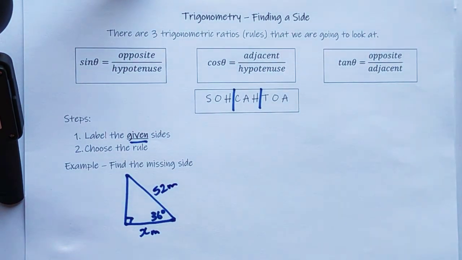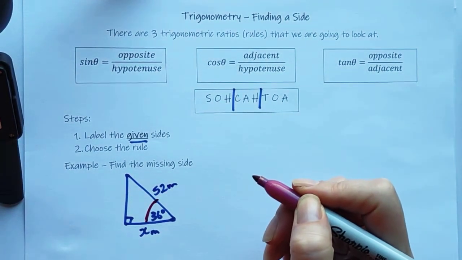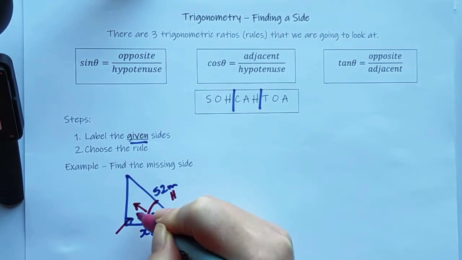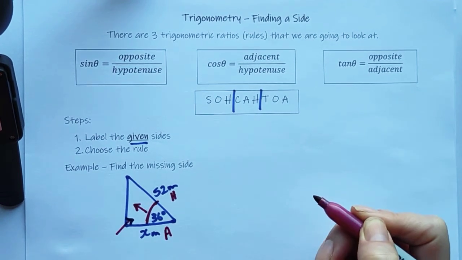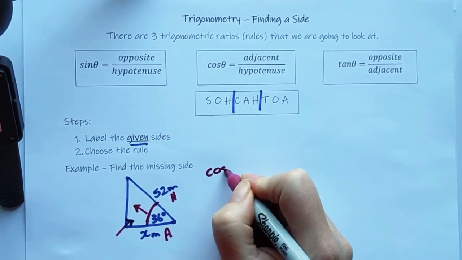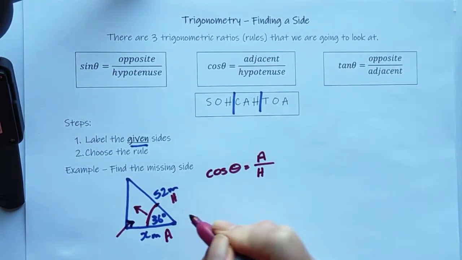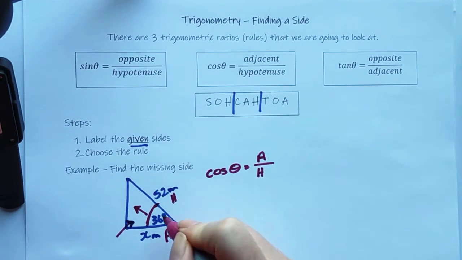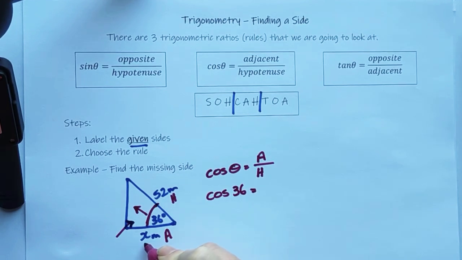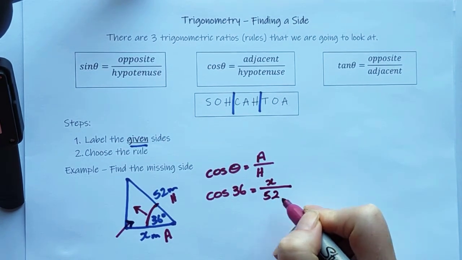What we're going to do is mark the given sides. So here's our angle that we've been given information about. There is no opposite side. There is a hypotenuse and there is an adjacent side. And that means if we've got an adjacent and a hypotenuse, we're going to be looking at cos. So cos theta is the adjacent side over the hypotenuse. This time we've been told that theta, the angle, is 36. So we're going to write cos 36 equals, the adjacent side is x, so we're going to put that on the top, and the hypotenuse is 52, so we're going to put that on the bottom.